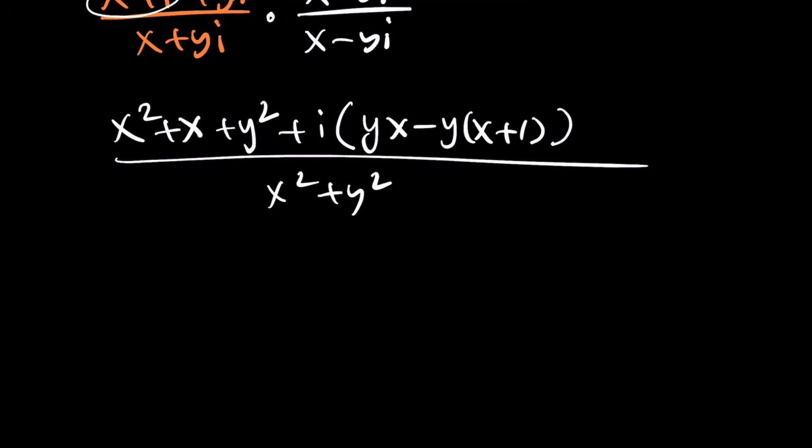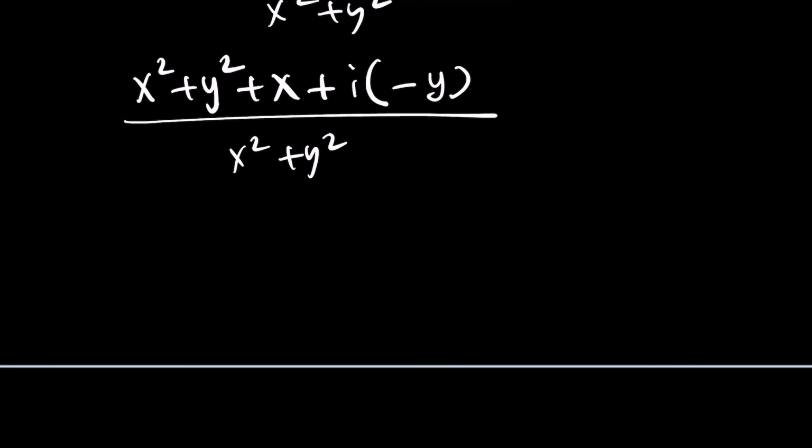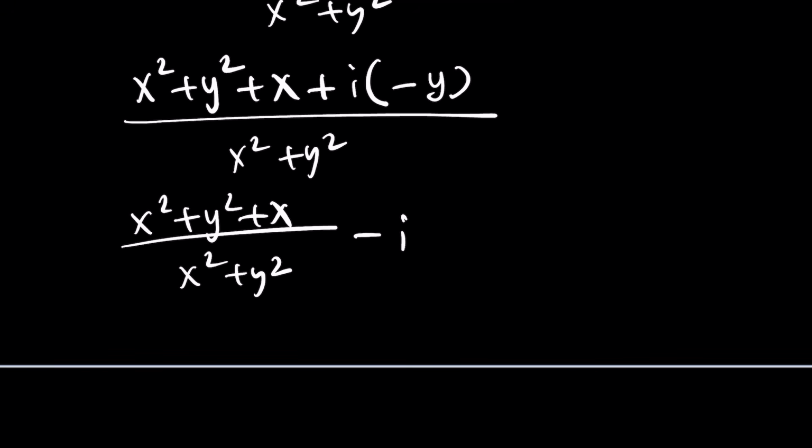Let's simplify this a little bit more. Obviously, here yx cancels out. We end up with x squared plus y squared plus x, plus i times negative y, divided by x squared plus y squared. And let's split it into two pieces, since we want to look at the real and imaginary parts separately. We're going to divide this by x squared plus y squared, and then minus i multiplied by y over x squared plus y squared. Now, how can the argument of this number be pi over 2? So we have a complex number whose argument is pi over 2. It has to be imaginary, right?